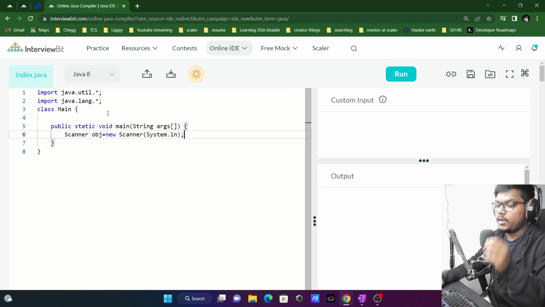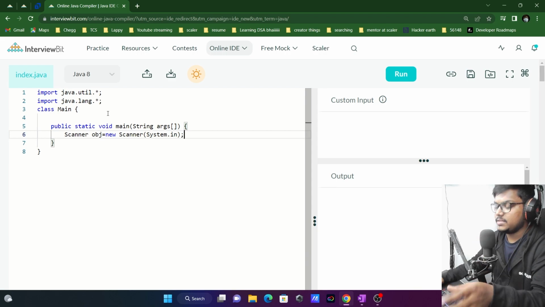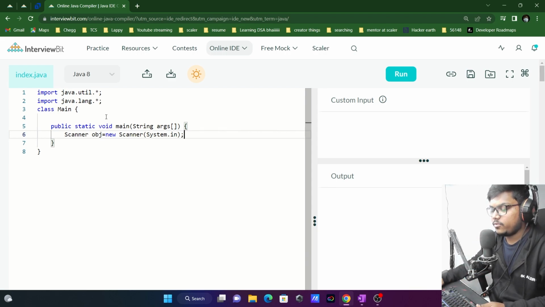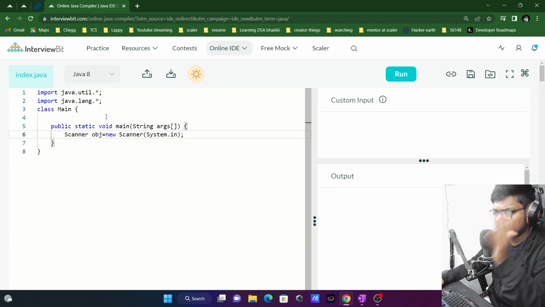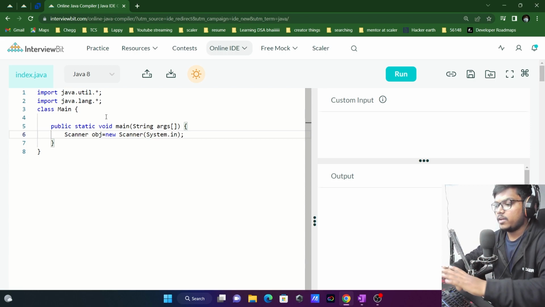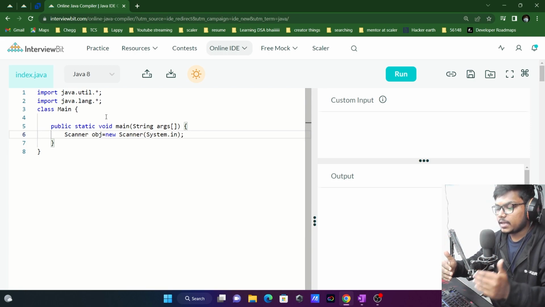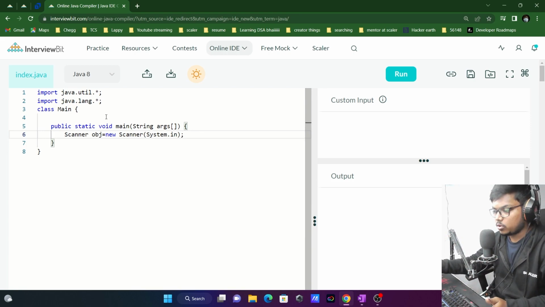Whenever you're solving a problem, any kind of problem, try to do it in functions. That makes life much easier. If I write everything in the main function, then I can't distinguish the problem. If I have a very big problem, I have to divide it into small parts such that I can easily understand, and whoever reads the code will also understand it better.